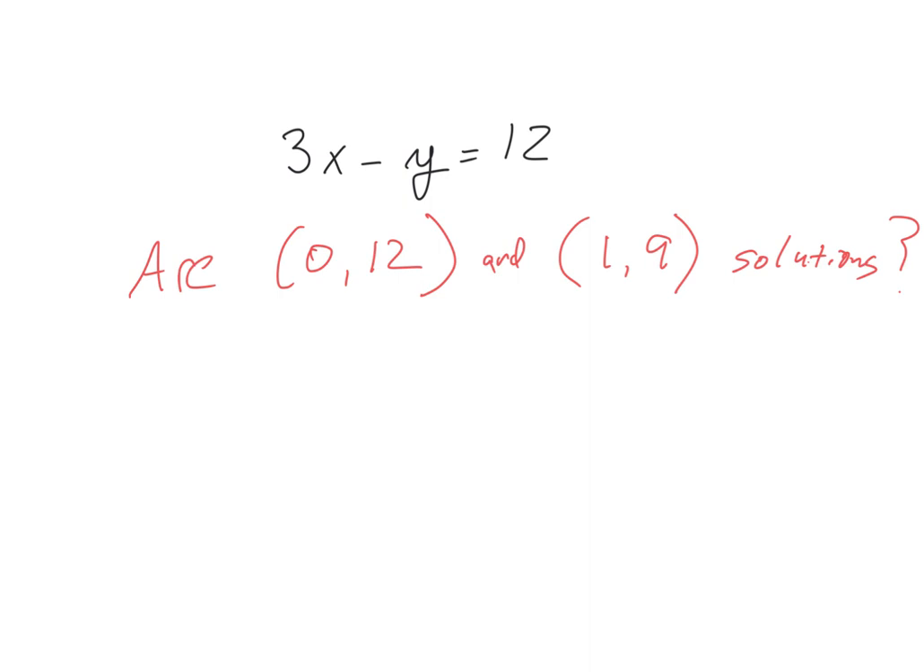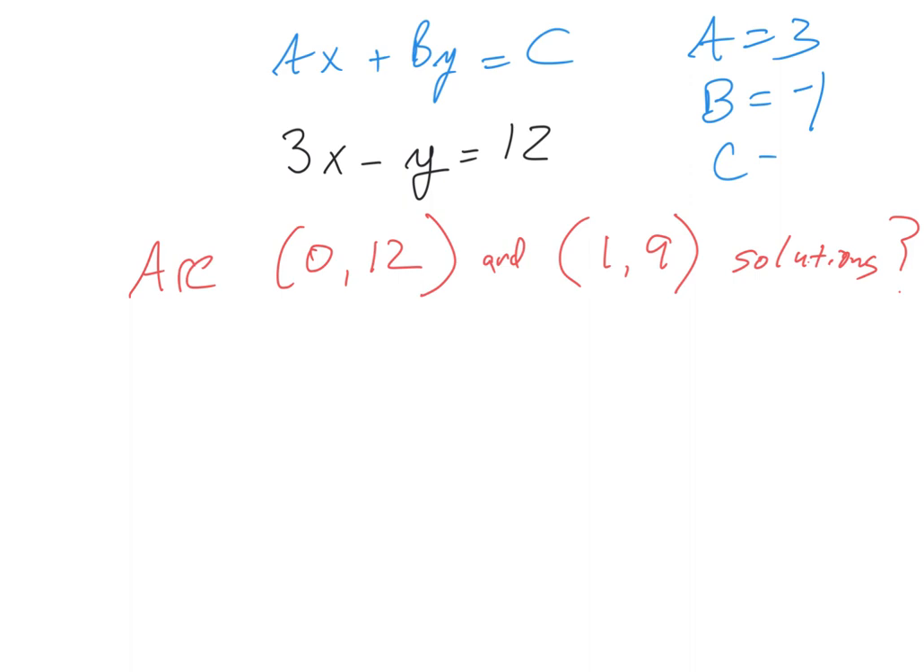So then when we look at linear equations, like this is a linear equation. How do I know it's a linear equation? If the exponent on the x and on the y are both 1, and there's no other function going on, there's no absolute value happening, I just have an x and a y, this is a linear equation. This is in standard form, ax plus by equals c. So in this case, my a is 3, my b is -1, and my c is 12.